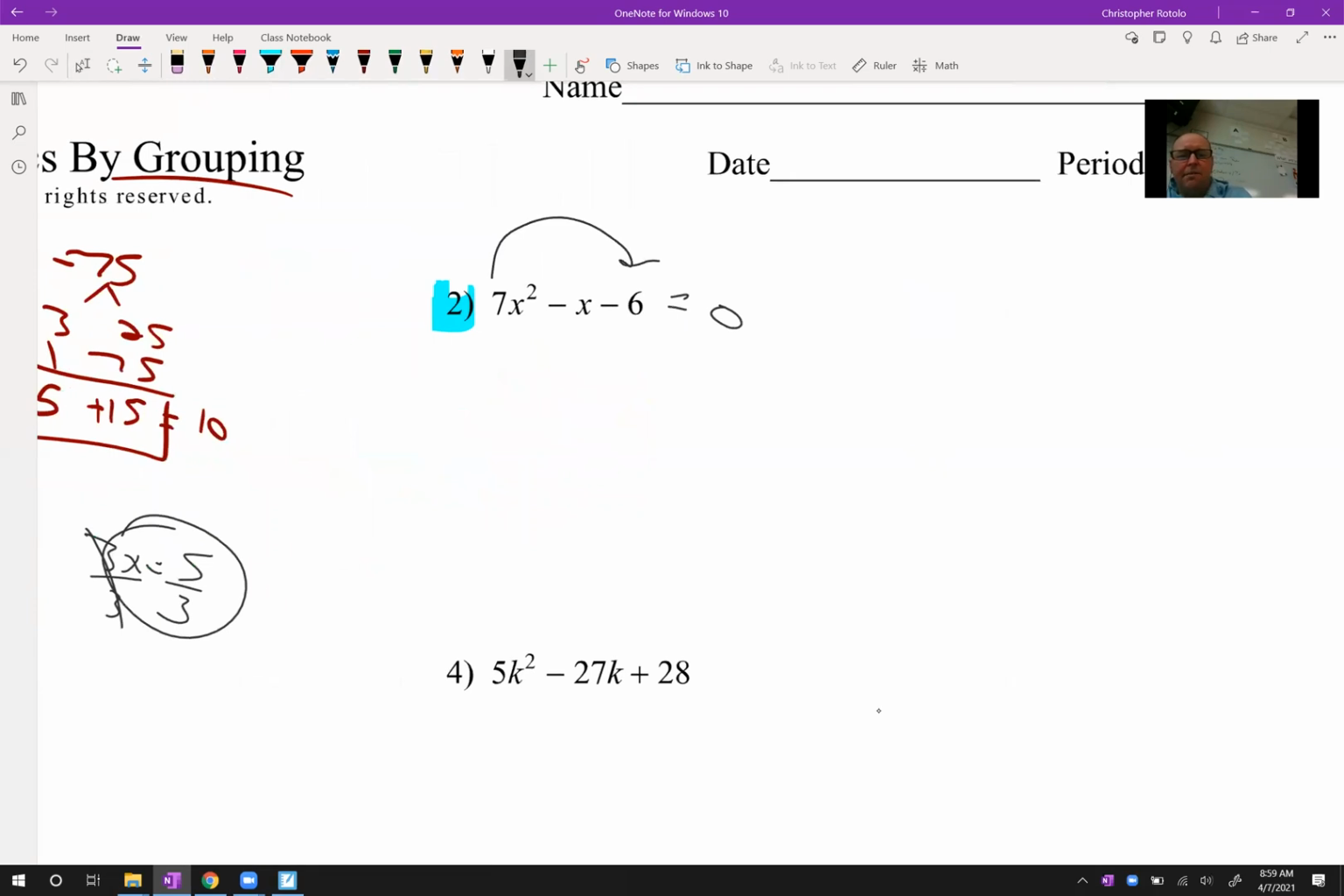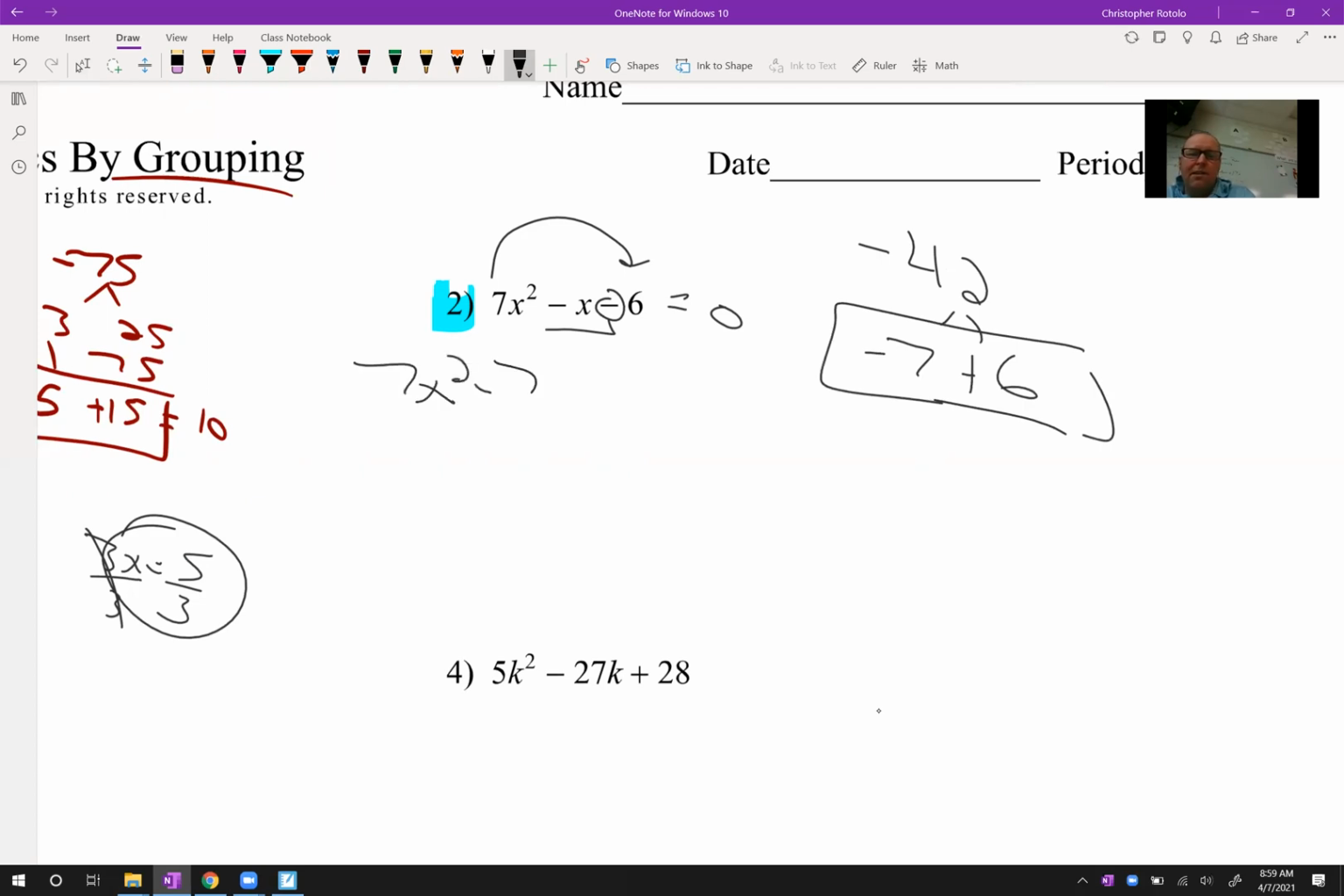Okay, 7 times 6, that's 42. You can say that it's negative 42 to remember that you want the factors that are one apart. Well, guess what? That's 7 and 6. I want to get negative 1, so I'm going to make it negative 7 plus 6 because that would give me exactly what I want. 7x squared minus 7x plus 6x minus 6.